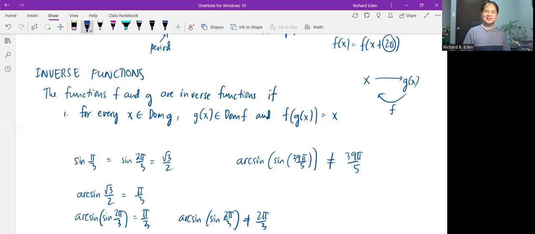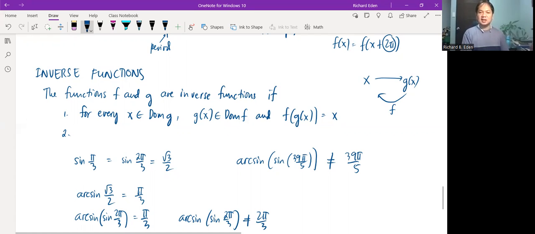Okay? Mind-boggling. So hindi pa ako tapos. Alright? Hindi pa ako tapos. For every x in the domain of g, so that g of x can be evaluated. But if we are interested in evaluating f at g of x, then that's why g of x has to be in the domain of f. And then if everything is in order, then f of g of x is going to be equal to x.